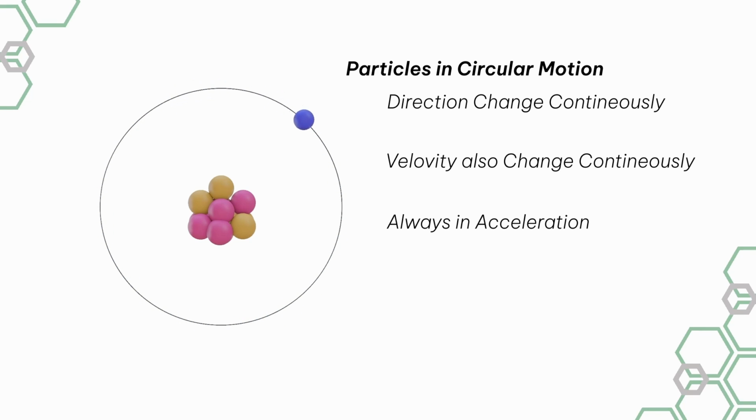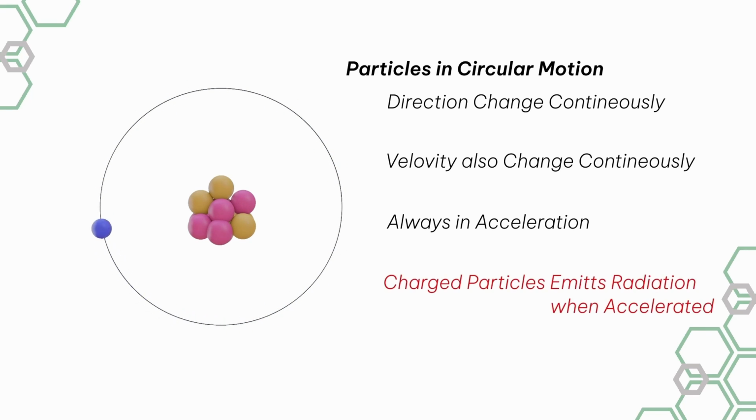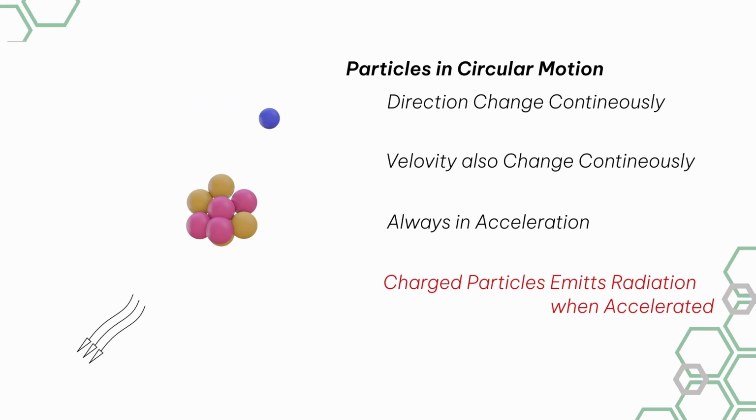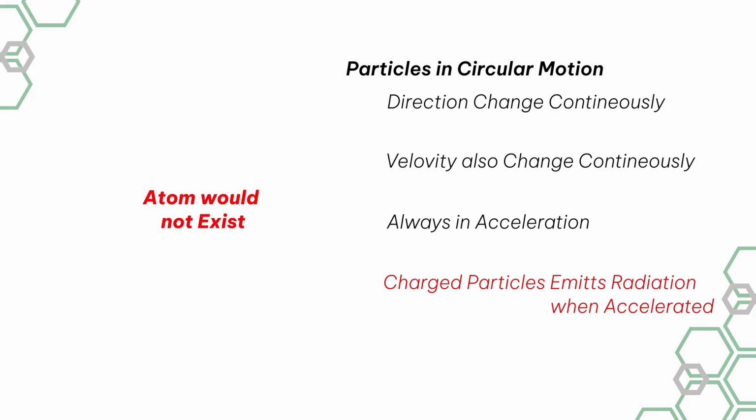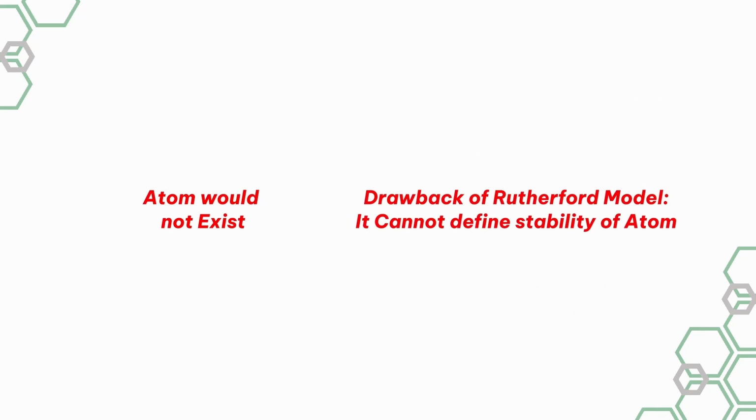Now, according to the electromagnetic theory of Maxwell, whenever a charged particle is accelerated, it emits electromagnetic radiation. That means an electron moving in a circular orbit will also emit electromagnetic radiation. And due to the radiation emission, the energy of the electron will decrease, and the orbit of the electron will become smaller, and eventually it will collide with the nucleus. Then in that case, all atoms would cease to exist.